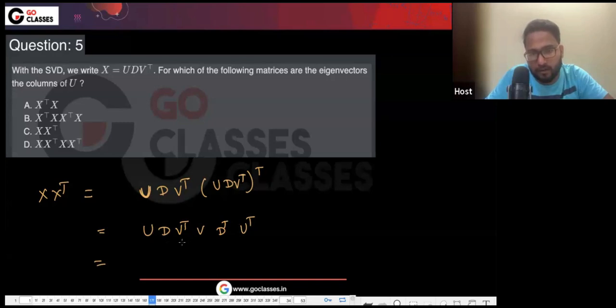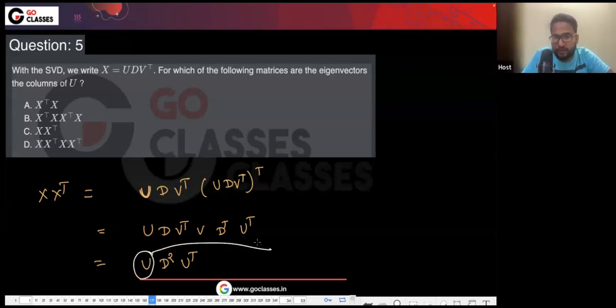Yeah. So I think it will be identity. So it is U D square, something like that. U transpose, right? So basically it is eigenvalue decomposition of X transpose, right? So this must be having the eigenvectors of X transpose. So yes, eigenvectors of X transpose are in this U, right? Okay. What about X transpose square?